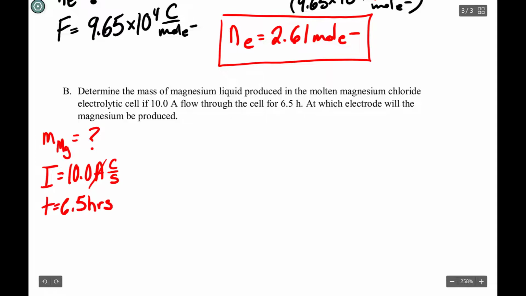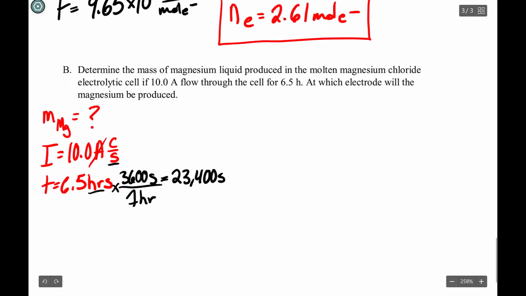I immediately notice that seconds and hours don't really jive. So for every 1 hour, there's 3,600 seconds, and I'm going to do that conversion right away. So this is a total of 23,400 seconds. It says, at which electrode will the magnesium be produced as well? So they've asked for the mass, and they've also asked for the electrode.